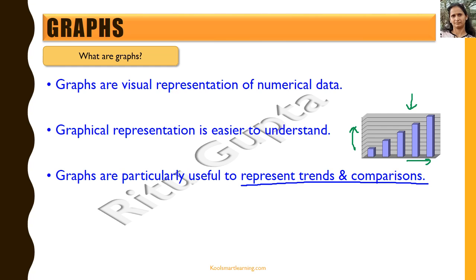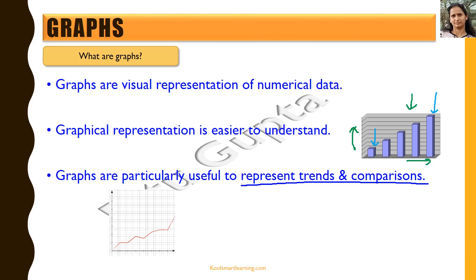So this just tells you how we are representing the trends. If you want to compare, say for example, this bar with this bar, just by looking at the graph we can tell that this has increased, and by what percentage it has increased. So this is how graphs are really useful.